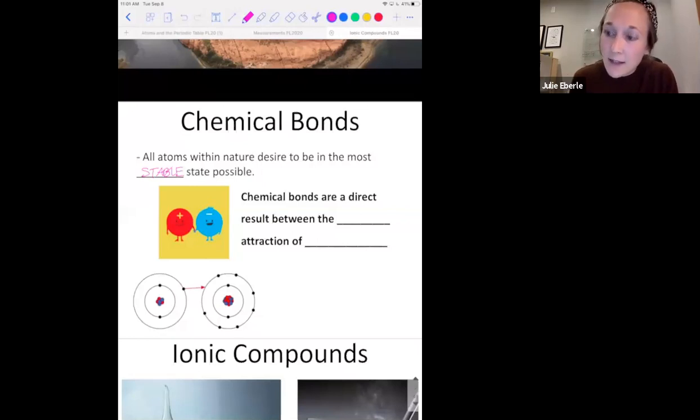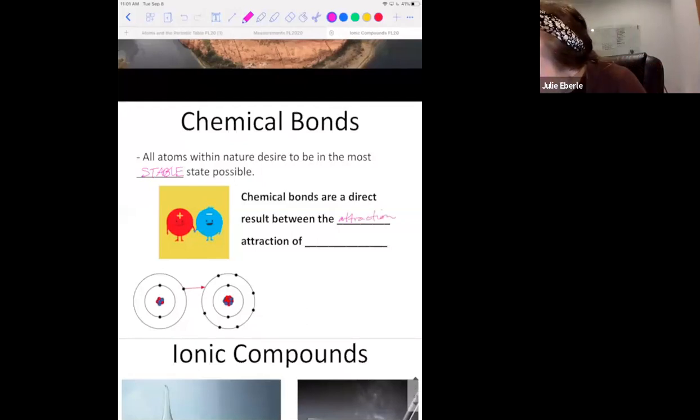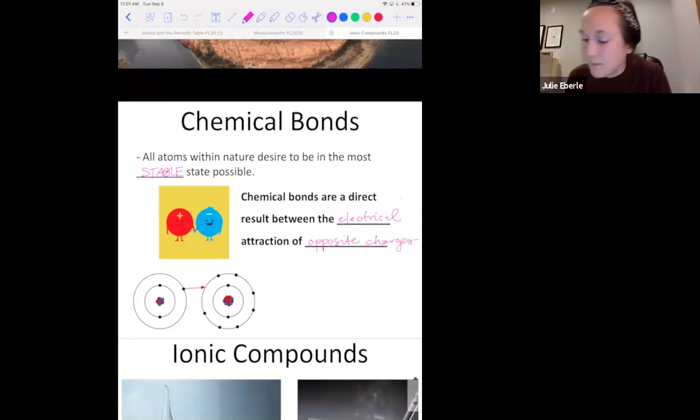Okay. Now, what is a chemical bond? It is the direct result of the electrical attraction of opposite charges. Okay. The direct result of the electrical attraction.